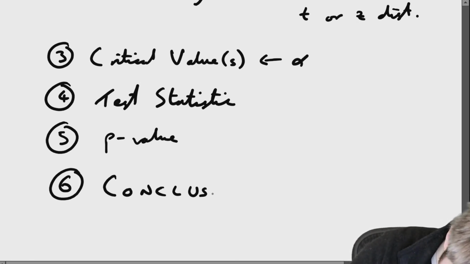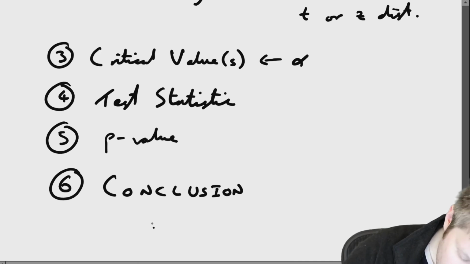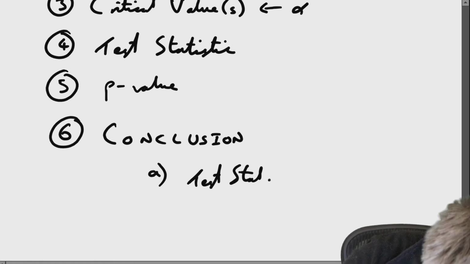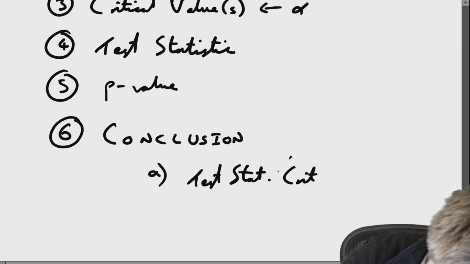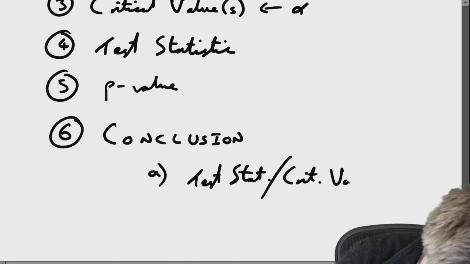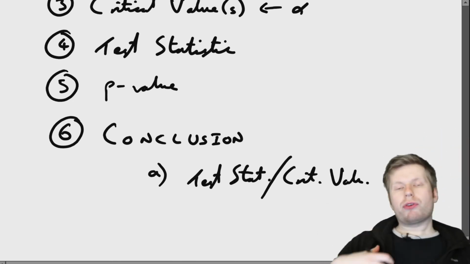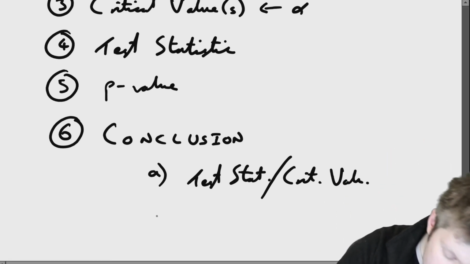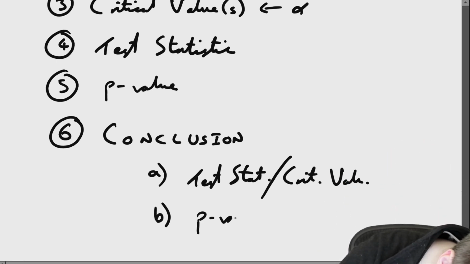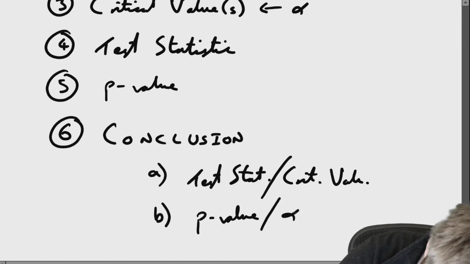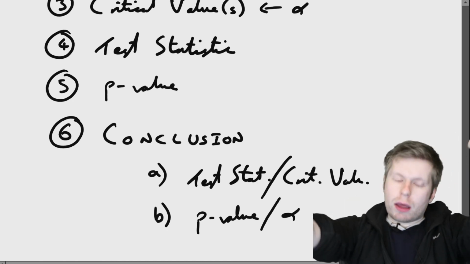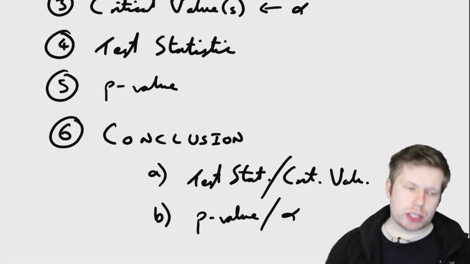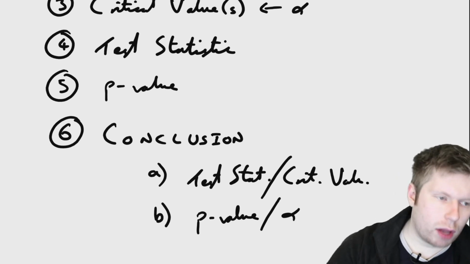Now remember, your conclusion is nice and easy. First of all, you relate your test statistic to your critical values. Does it lie to the left or right of the critical values? Does it lie in the critical region, or outside the critical region? Number two, you relate your p-value to your significance level. In other words, is your p-value less than your significance level, so that you reject the null hypothesis, or is it greater than your significance level, so that you fail to reject the null hypothesis?